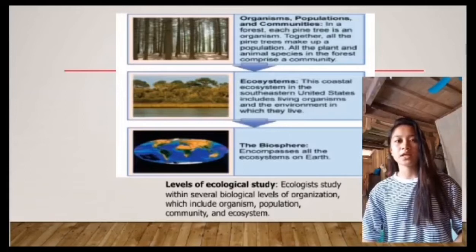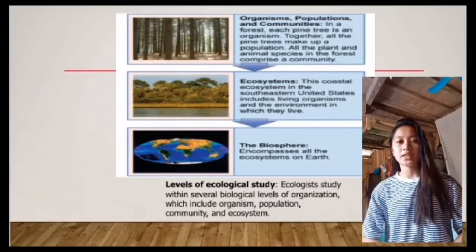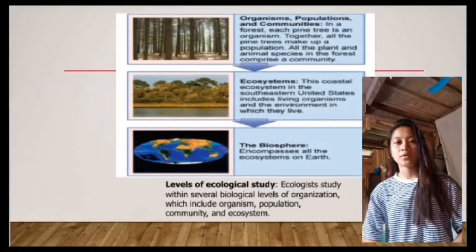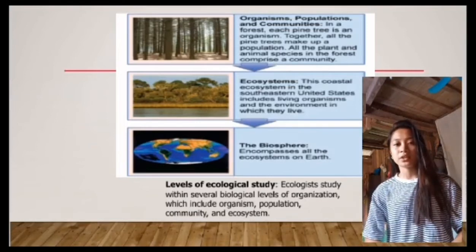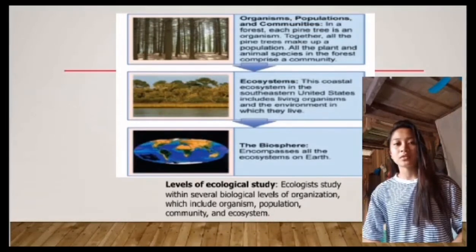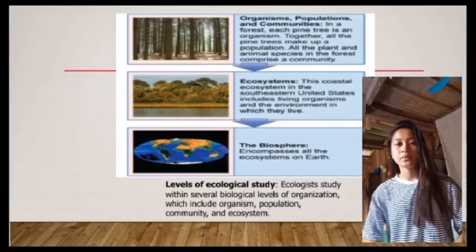Organisms, populations, and communities. In a forest, each pine tree is an organism. Together, all the pine trees make up a population. All the plant and animal species in the forest comprise a community. Ecosystems. These coastal ecosystems in the southeastern United States include living organisms and the environment in which they live. The biosphere encompasses all the ecosystems on Earth.